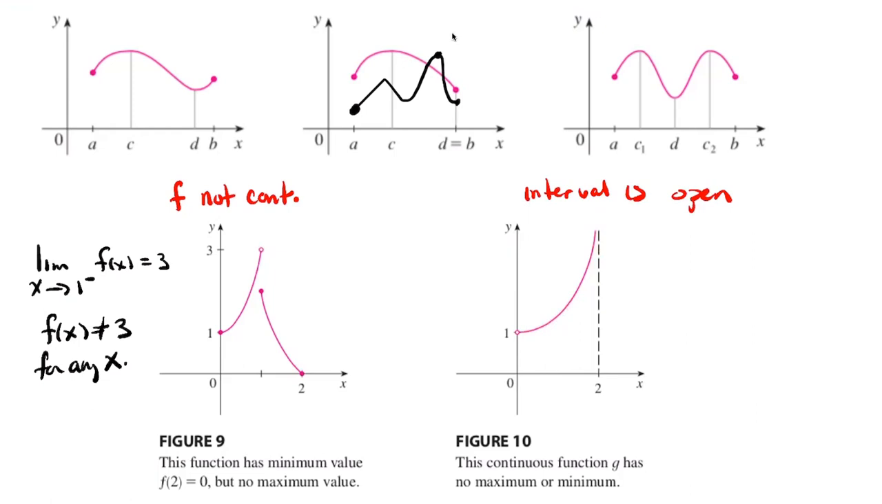Okay, so both ingredients are necessary, but if you have a continuous function defined on a closed interval, then you can always find a global minimum and maximum value. It has to have them.